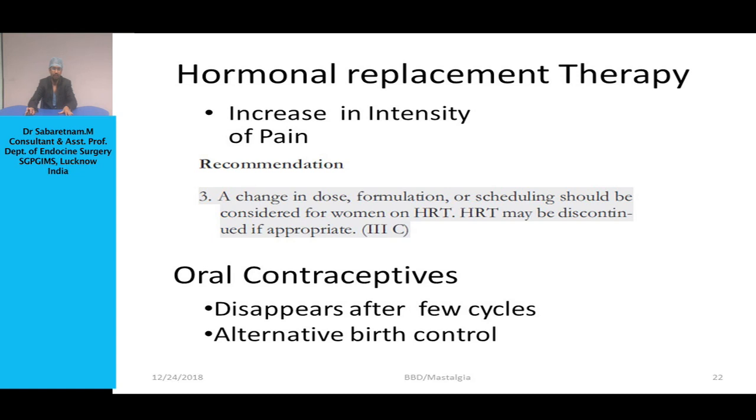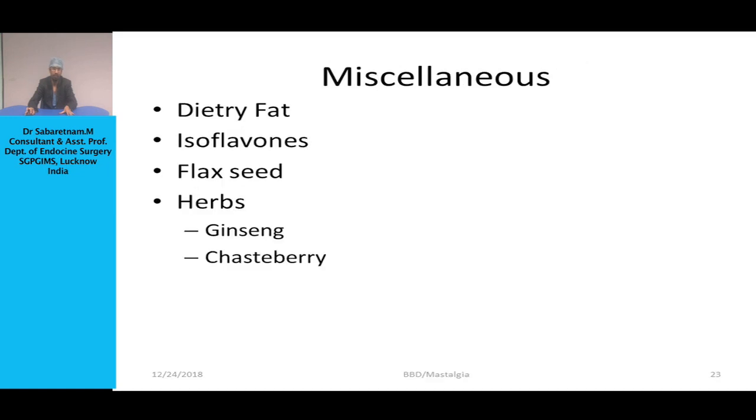But the randomized control trial studies do not support this. But some recent studies say that there is good efficacy if you ask the patient to abstain from coffee and tea. And hormonal replacement therapy increases the intensity of pain. So once you stop these contraceptives, the pain disappears, and we can ask the couple to have alternative birth control. And the role of dietary fat, isoflavones, flaxseed, and herbs is all questionable.